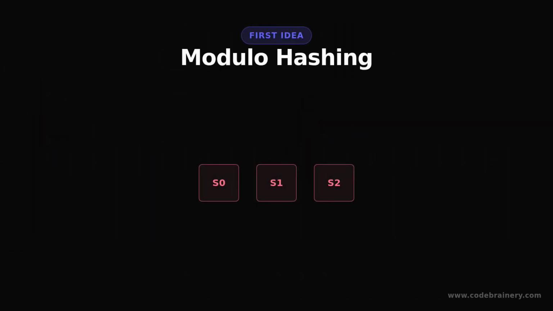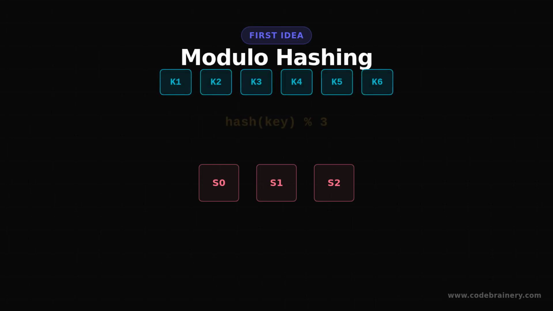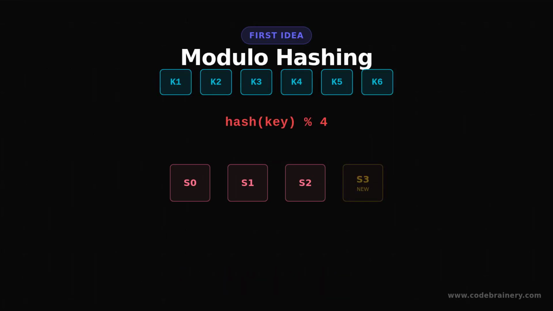First idea. Modulo hashing. 3 cache servers. For each key, compute hash of key, modulo 3. Key 1 to server 0. Key 2 to server 1. Key 3 to server 2. Key 4 back to server 0. Simple. Works great. Until you need to add a 4th server. Now you compute hash mod 4. Almost every key gets remapped. Cache hit ratio collapses to nearly 0 overnight. Every lookup misses. Every request slams the database. Your DB melts.